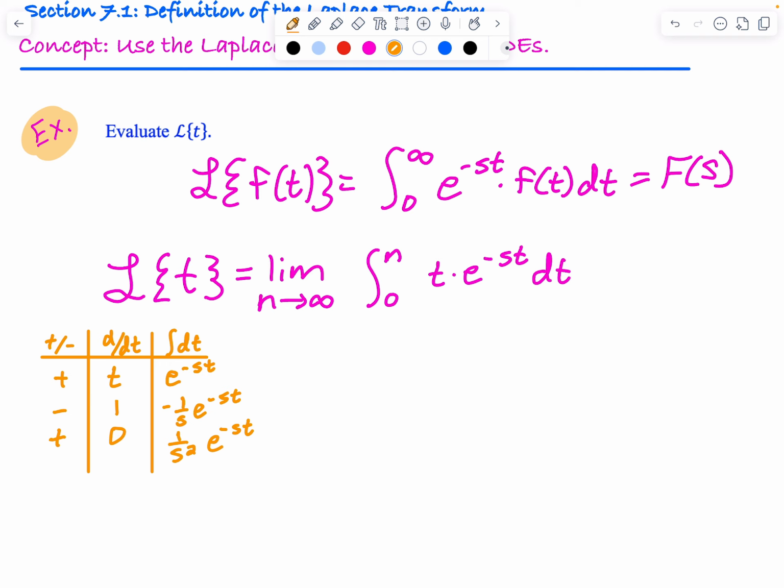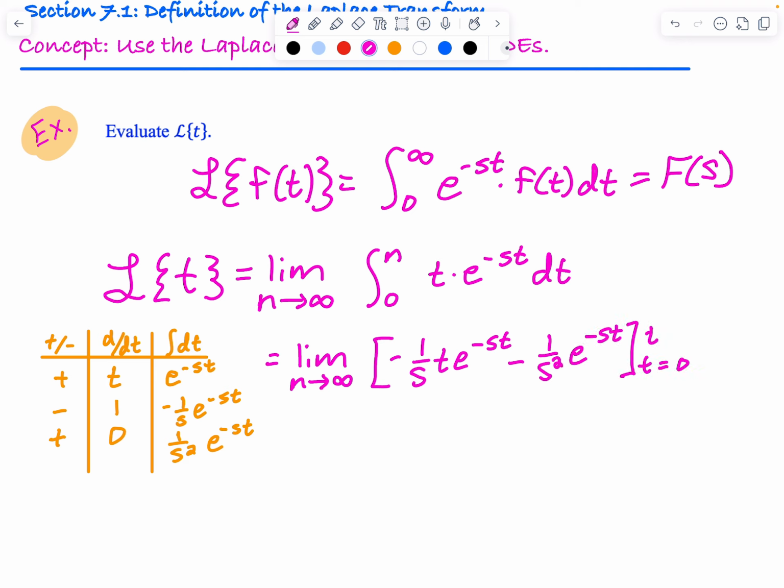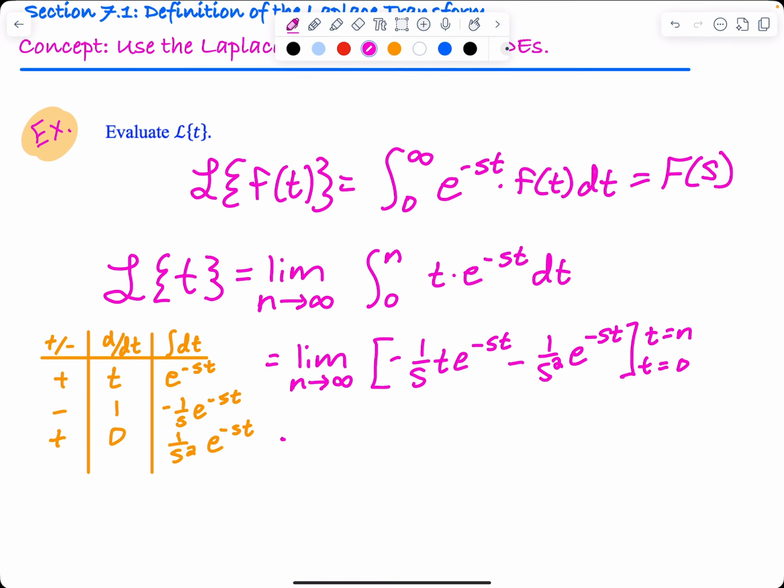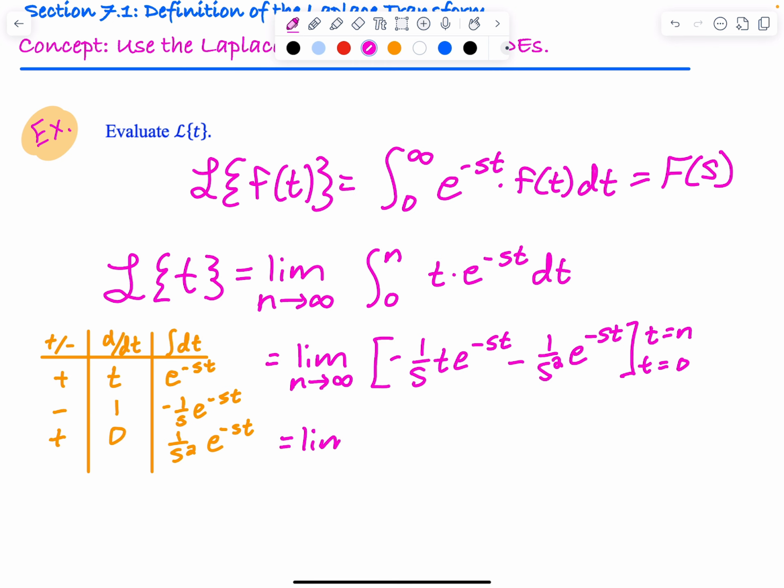All right, and you can see that if you take the derivative there, you go back all the way. Now our integration by parts says, okay, limit as n approaches infinity, and we can multiply this out. I get negative 1 over s t e to the negative st, and then it's still minus, minus 1 over s squared e to the negative st, and then we have to run t from 0 to n. All right, so the limit is still there.